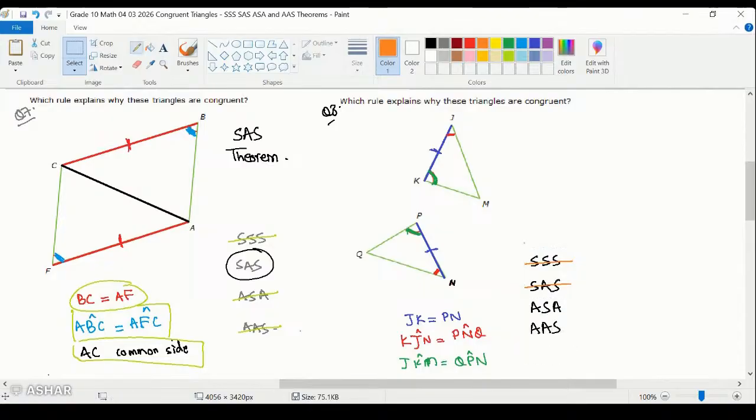ASA and AAS will have two angles. But I told you that if both angles are on the common side, then we say that we apply the angle side angle theorem to prove the congruency of these two triangles. Okay?